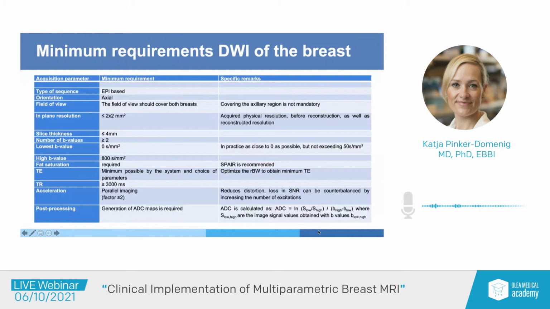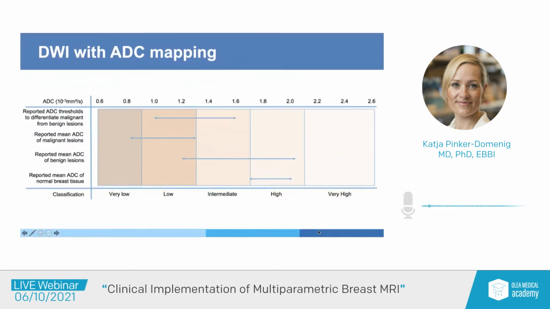It's open access. You should have a high b value of at least 800. Optimally, you can go higher if you want to. You can also do synthetic b values, but you should have at least 0 and 800, or as close as practically possible to 0, but not exceeding 5, for the low b value. In-plane resolution should be 2 by 2. The type of sequence is usually EPI based, and the generation of ADC maps is required. So this really is something important for breast imaging.